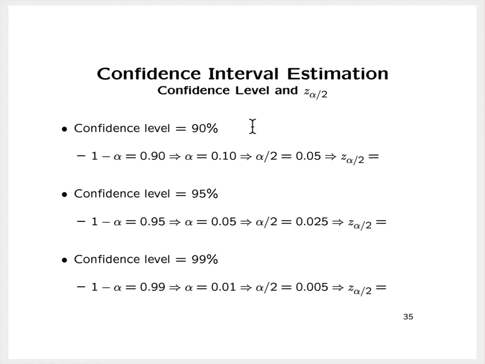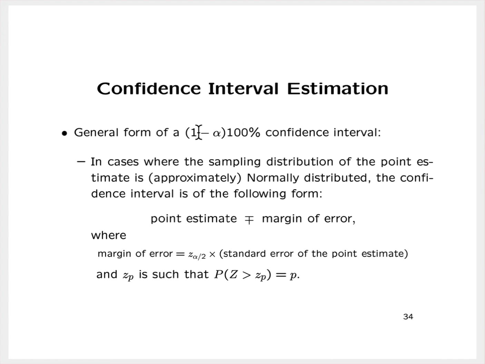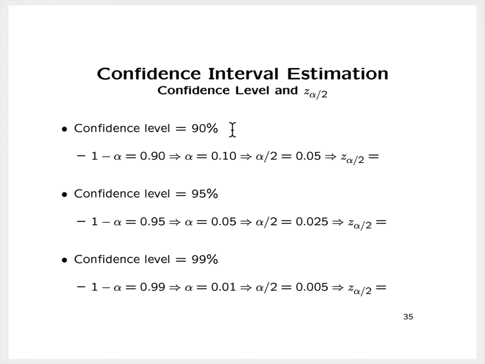Now, if the confidence level is 90%, and again, let me remind you that the confidence level is denoted this way: 1 minus alpha times 100%. So if the confidence level is 90%, that implies then that 1 minus alpha is equal to 0.9. And so what is alpha? If 1 minus alpha is 0.9, then alpha is 0.1. Now we need alpha over 2 for a two-sided confidence interval. So what if alpha is 0.1, what would alpha over 2 be? Well, it would be 0.05. Okay? And now we're going to find out this value in just a moment.